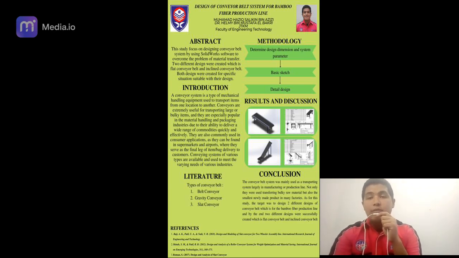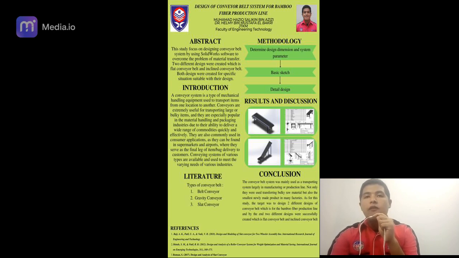So the first one is Chapter 1. First, the introduction. A conveyor system is a type of mechanical handling equipment used to transport items from one location to another location. Conveyors are extremely useful for transporting large or bulky items, and they are especially popular in the material handling and packaging industries due to their ability to deliver a wide range of commodities quickly and effectively. They are also commonly used in consumer applications as they can be found in supermarkets and airports, where they serve as the final leg of item or bag delivery to customers.